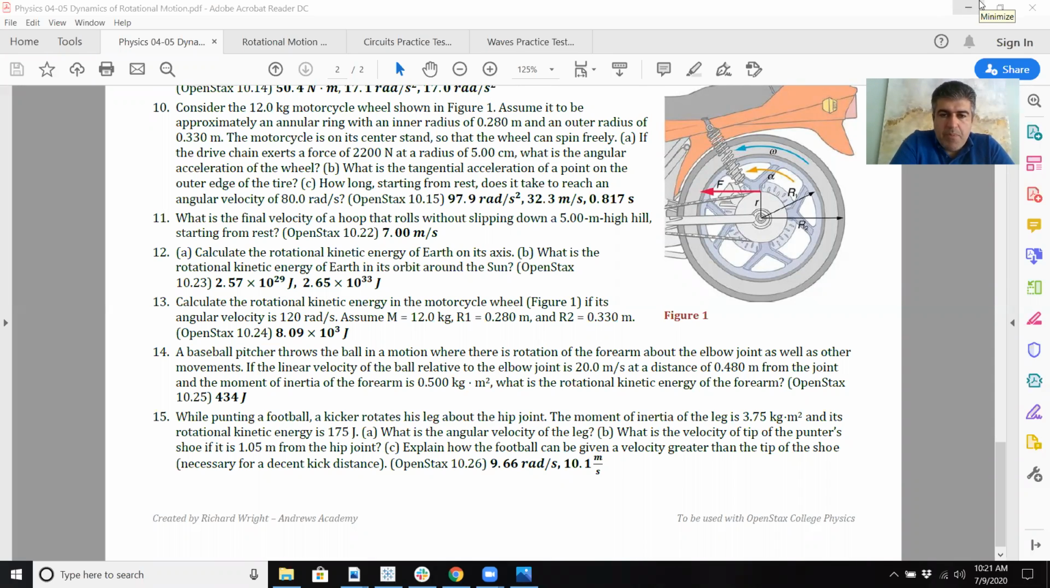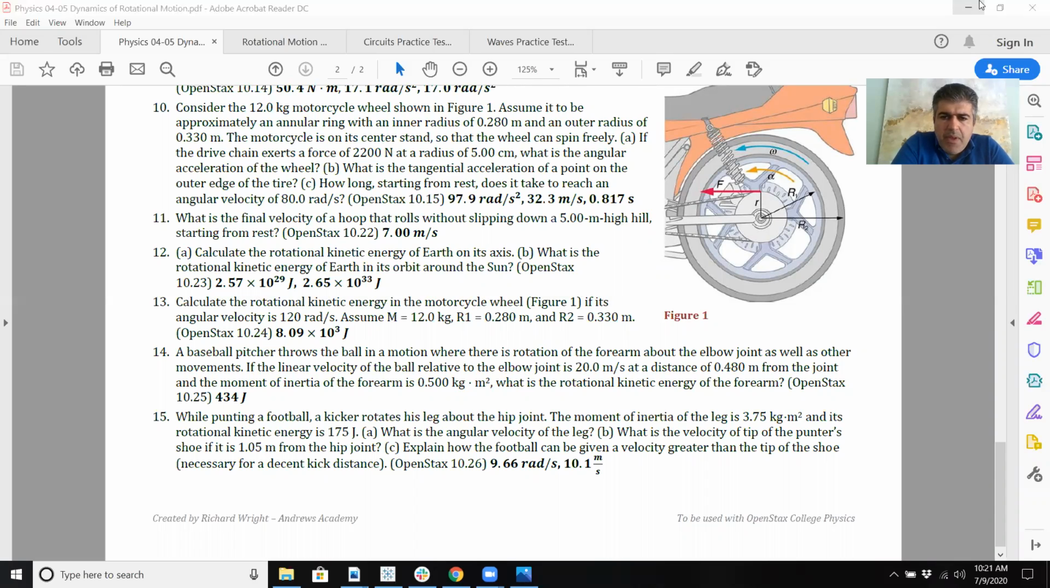A baseball pitcher throws the ball into motion where there's a rotation of the forearm about the elbow joint as well as other movements. That makes sense. If the linear velocity of the ball relative to the elbow joint is 20 meters per second at a distance of 0.48 meters from the joint, and the moment of inertia of the forearm is 0.5, what is the rotational kinetic energy of the forearm?